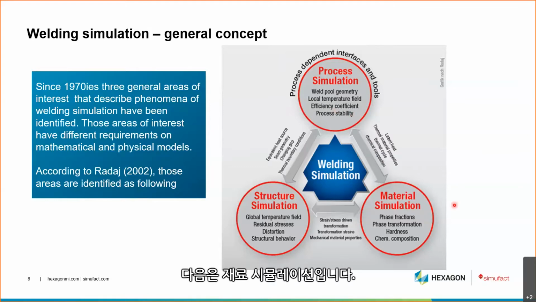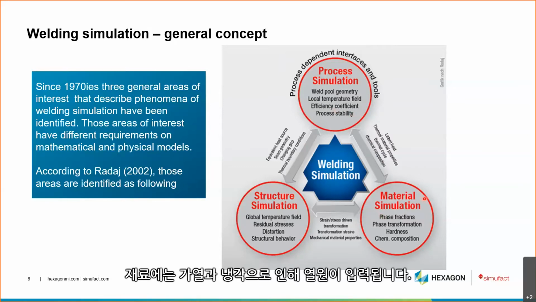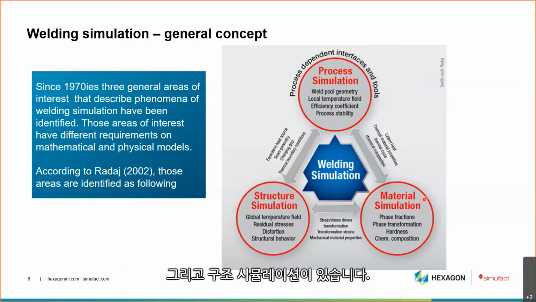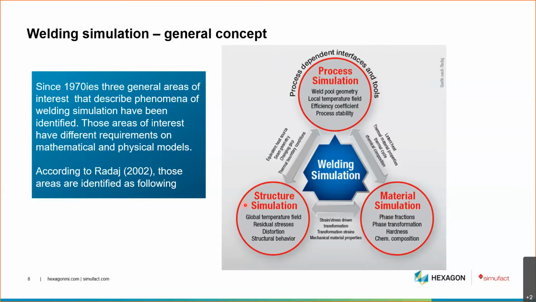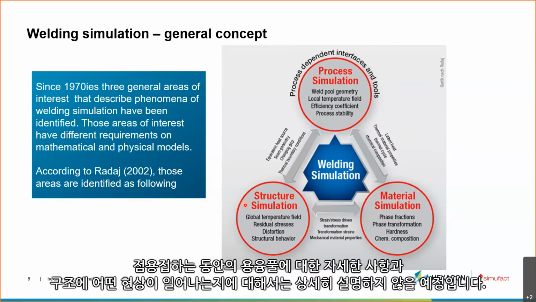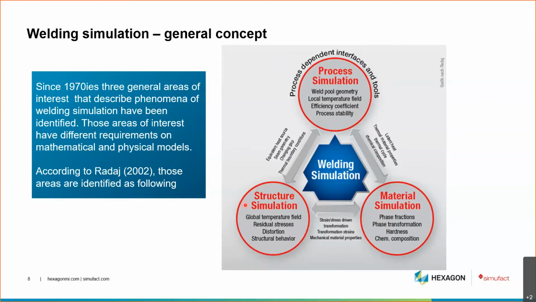Then we have material simulation: what happens with the material due to energy input, due to heating up and cooling down. And we have the structural simulation, basically looking at global temperature fields, distortions, residual stresses, and structural behavior. So not that much into the detail of the melt pool, or, for instance, a spot weld during spot welding, but more or less globally at what happens to the structure.